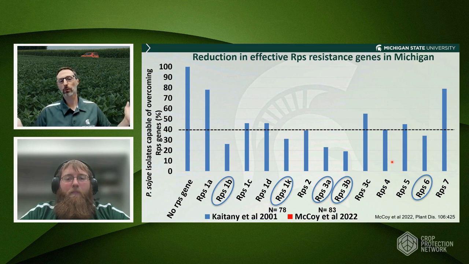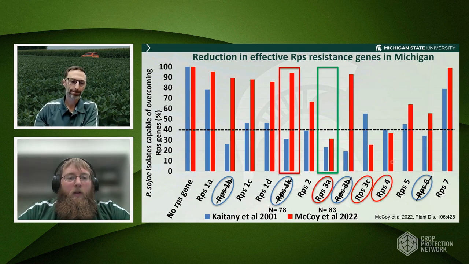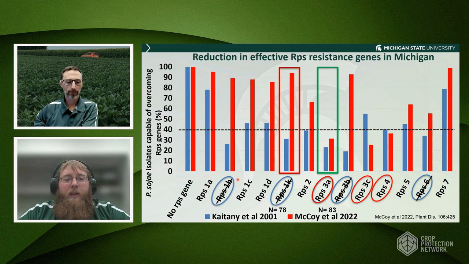And we didn't know what we were going to find here in Michigan. And I mean, the results were really very interesting. Austin, why don't you walk us through what you found? Yeah, so like Marty said, 20 years ago, it appeared that RPS1B, RPS1K, RPS3A, 3B, and 6 were effective.